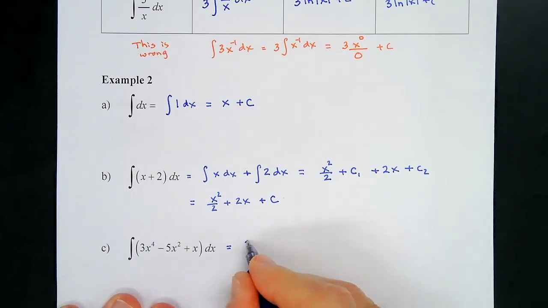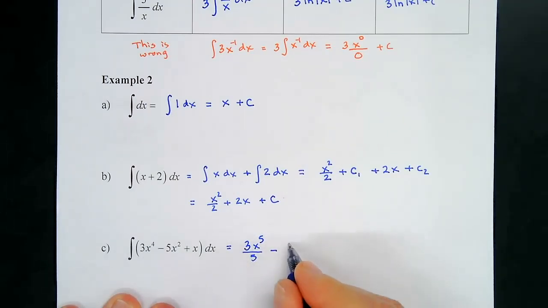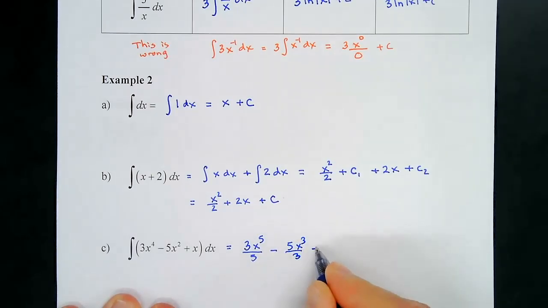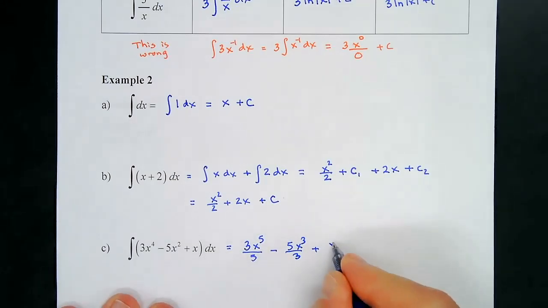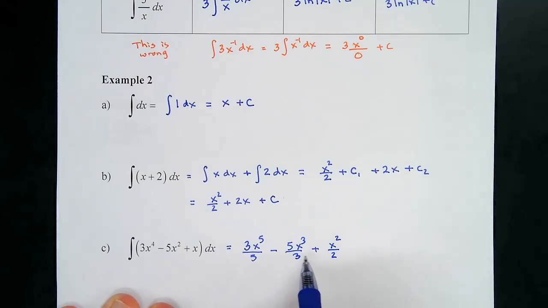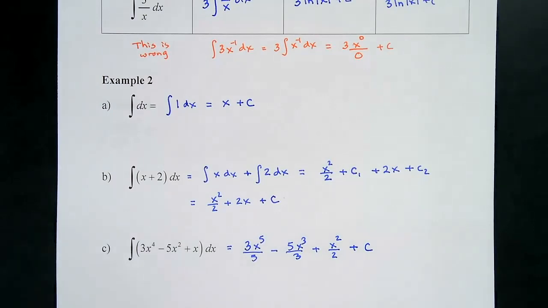So this becomes 3x to the 5th over 5 minus, and this is 5, add 1 to the power, which makes x cubed, and divide by the 3, and then plus, this is x to the 1st, so this becomes plus x squared over 2. Each of these had a constant, and we're just going to combine them all into one big constant at the end. That's your answer. That's the integral of this.